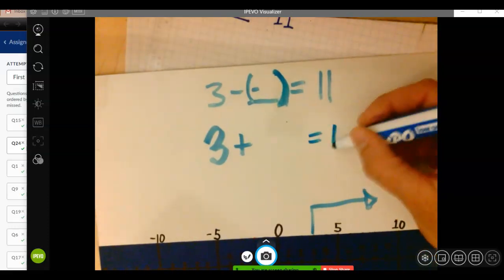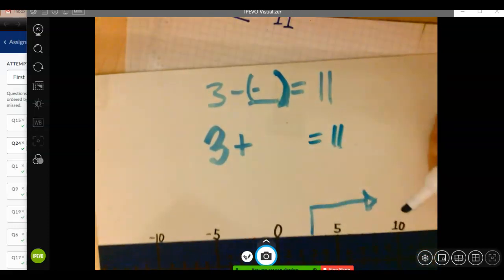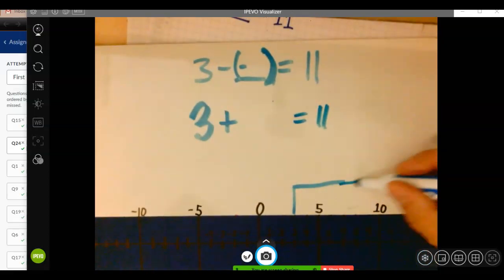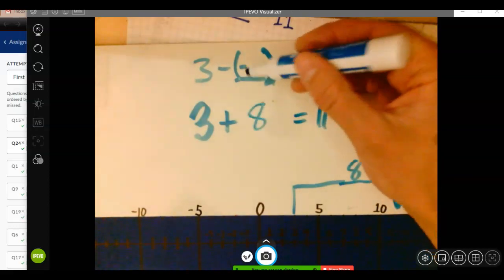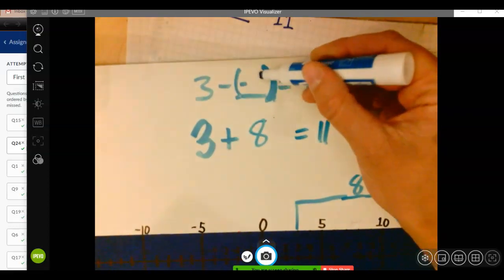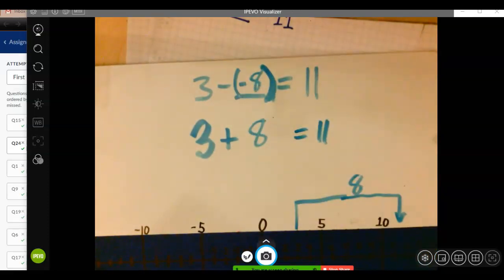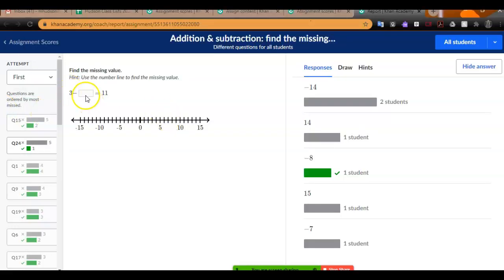What do I add, anybody? What do I add with 3 to get to 11? 8. So to get up here, we add 8. So really, minus the negative 8 would turn into plus 8. So our answer here must be negative 8.